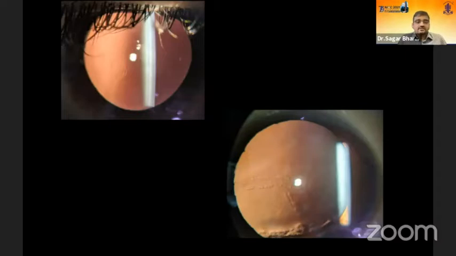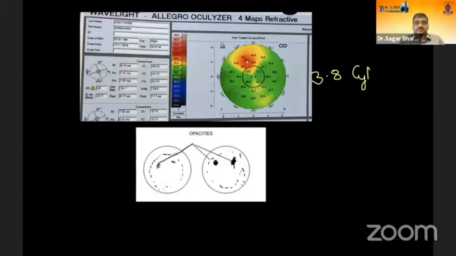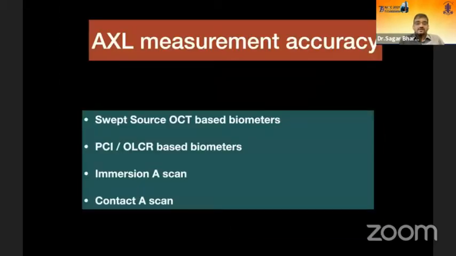Very important is that you should put all these patients under retroillumination to pick up subtle findings like this. This is an EBMD and this is a posterior polymorphous dystrophy. Unless you put them under retroillumination, it's very difficult to diagnose these subtle changes. This patient just had contact lens induced scars which were causing this issue. So this patient didn't need a toric IOL.